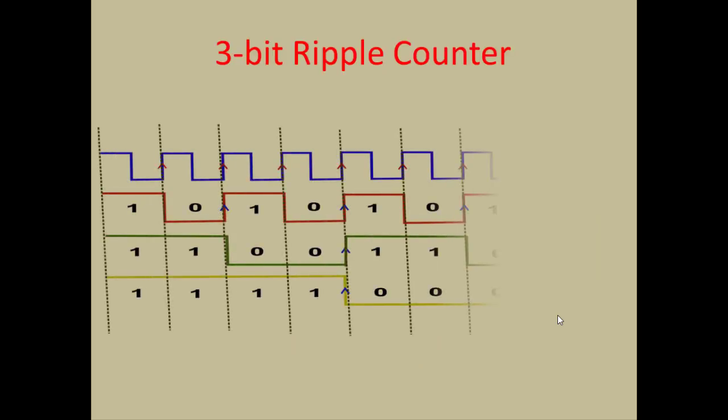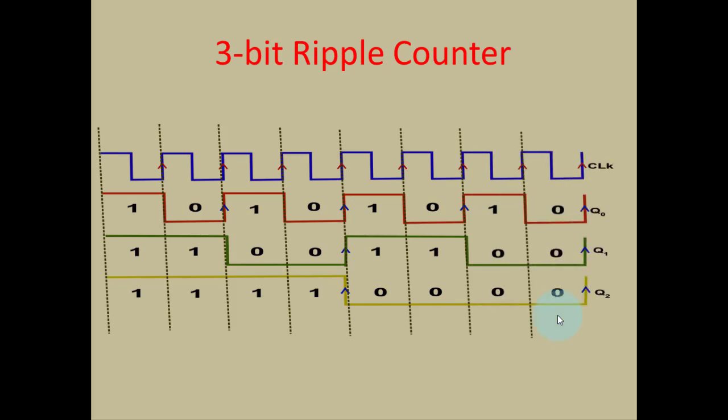There are 3 waves. The first one, the upper one, is the clock. The second one is Q0, and the third one is the output. Q0 is the output of the first flip-flop, Q1 is the output of the second flip-flop, and Q2 is the output of the third flip-flop.